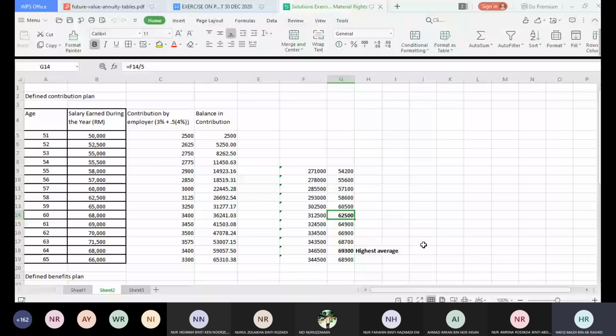Is that confusing? So why is 62500 also bold? Is that an error?